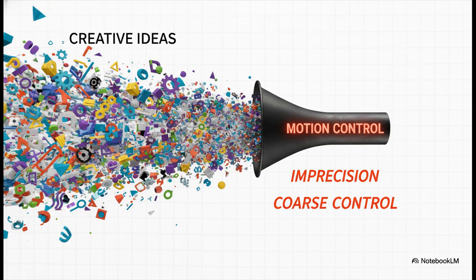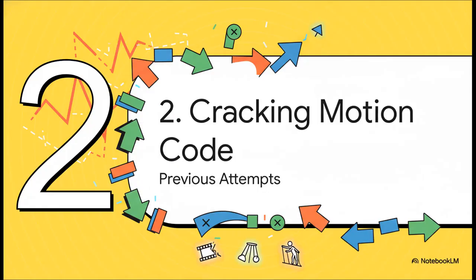And here's the bottom line. For the longest time, just telling an AI, hey, move this thing from point A to point B, has been a huge bottleneck. And that lack of precision has really held back how useful these amazing tools can be for actual creators. Okay, so let's crack this open. How did people try to fix this motion problem before? Let's take a peek at the old ways of doing things.